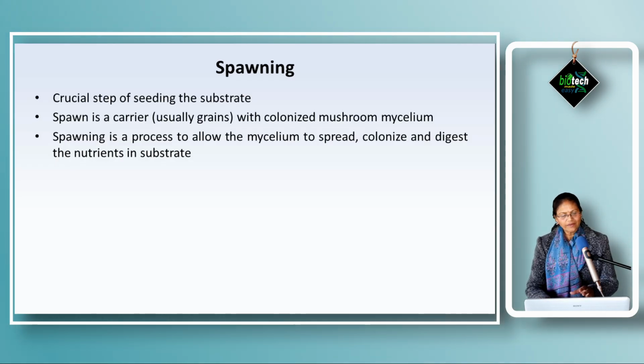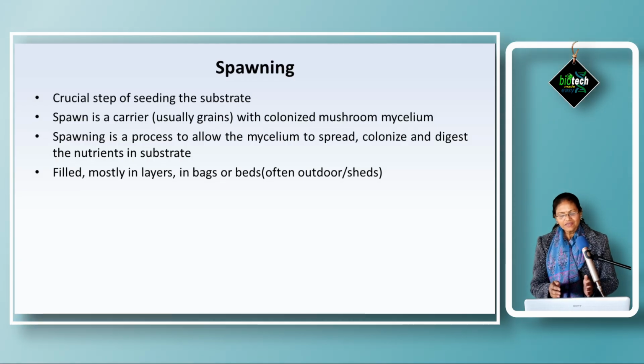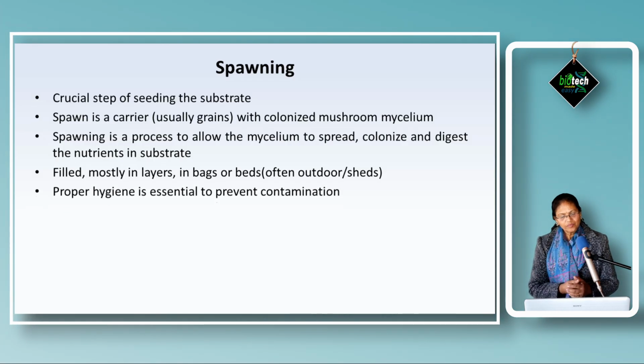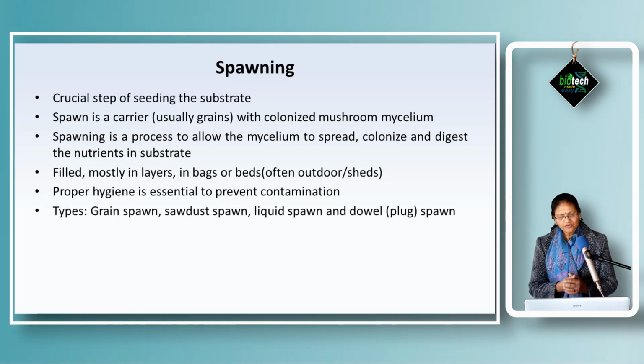So that is spawning. And then it is filled in the bags or beds, mostly in layers. So the mixing can also be done, but mostly in layers. And bags we take for indoor cultivation, and beds are generally prepared for outdoor cultivation or cultivation in the sheds. Then proper hygiene is of course very important to prevent contamination. We already talked about the contamination. And different types of spawn can be formed.